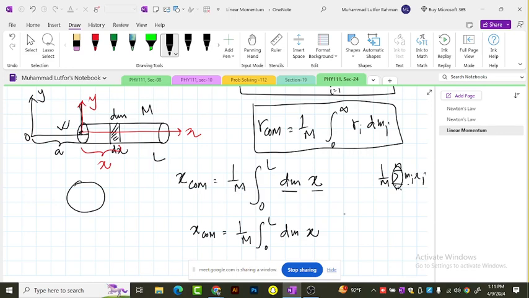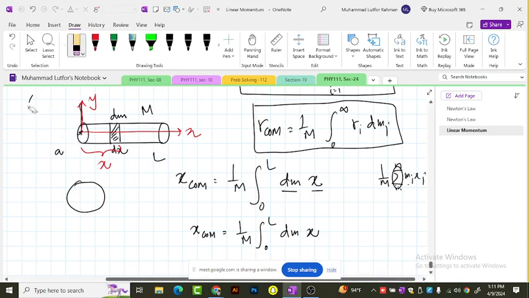a plus x. A plus x, yeah, it should be a plus x as the lower limit, right? And the upper limit would be what? A plus l. A plus l. Do you understand right now? Yes sir. Yeah, that's the application of integration. That's the purpose of doing the integration, or the math.